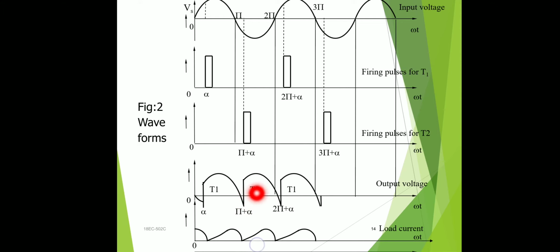And after pi plus alpha, T2 is in the conducting state. Up to 2 pi there is a positive voltage. From 2 pi to 2 pi plus alpha there is a negative voltage. And after 2 pi plus alpha, T1 is in the conducting, on state, so there is a positive voltage again. And these are the current waveforms, right? Load current I naught.